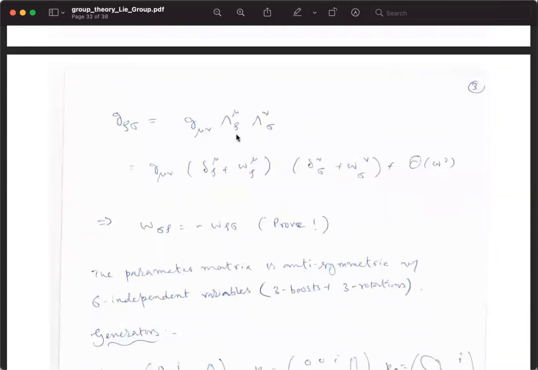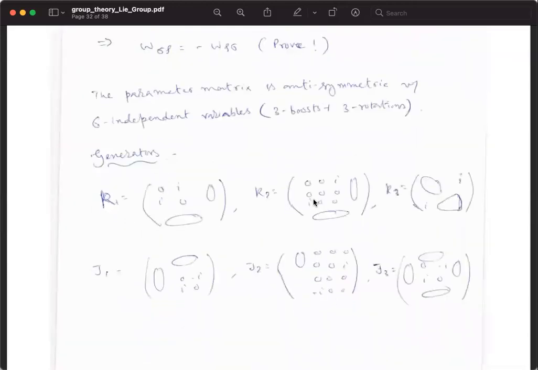So now we can have this Lorentz transformation, and we can think of it as a departure from unity, so you can write it down like delta mu rho plus omega mu rho, ignoring the higher order terms in omega, like omega square and so on. Similarly, lambda nu sigma you can write down in this particular form, and from there you can show that these omega matrices, which are rank 2 tensors, are antisymmetric, and that you can prove at this level. Okay, so the parameter matrix omega is antisymmetric.